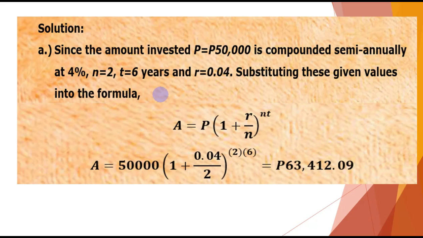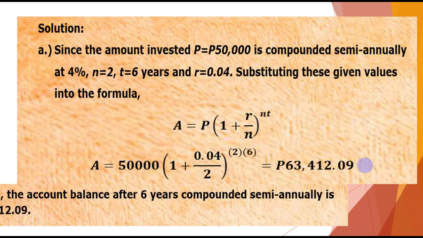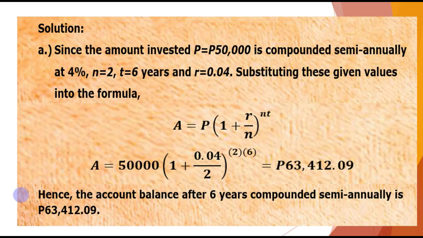Substituting these values into this equation, we have 50,000 for P, then 1 plus R, which is 0.04, all over 2 for N. N is 2 times T is 6, so we get 63,412 pesos and 9 centavos. Hence, the account balance after 6 years compounded twice a year is 63,412 pesos and 9 centavos.